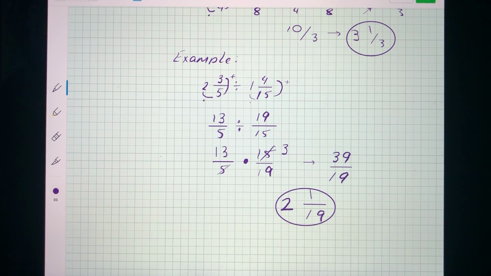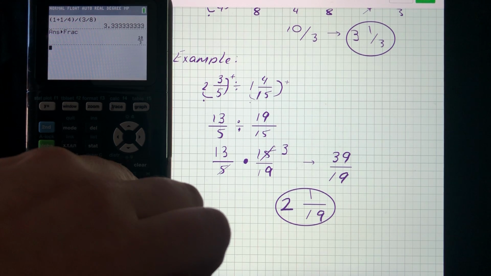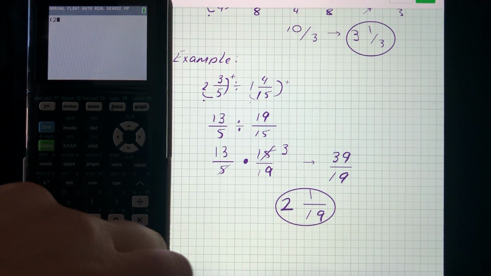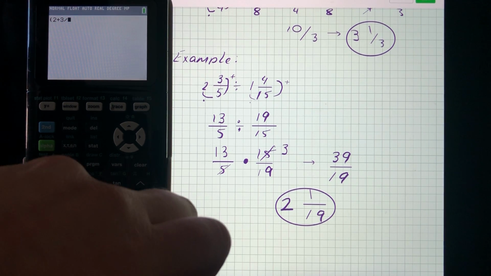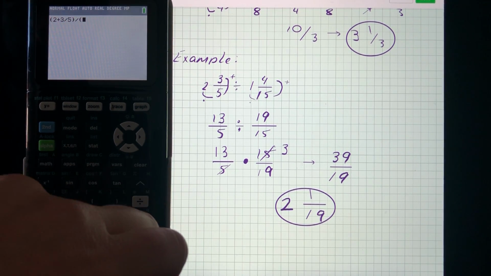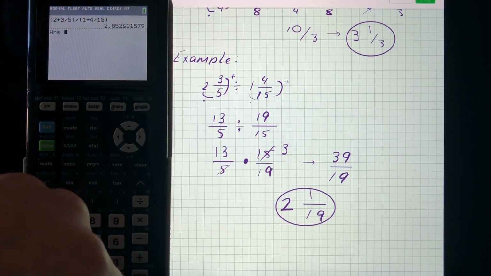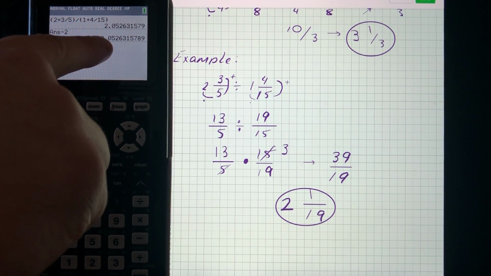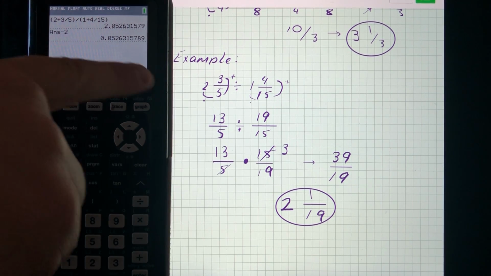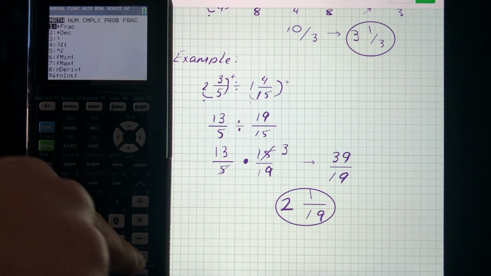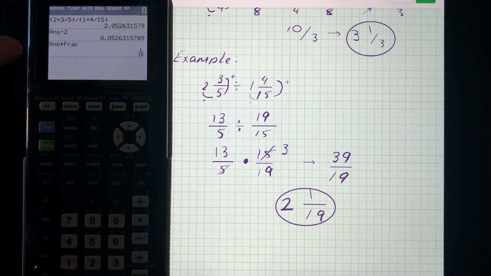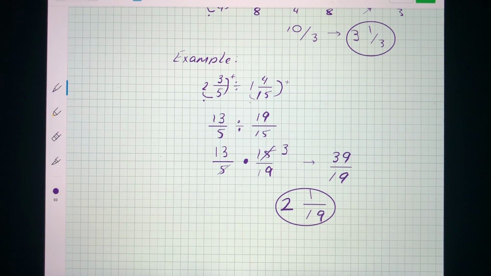Now let's check it with a calculator. So here's the calculator, clear. Let's type in the first number. It's 2 plus 3/5 divided by, and then the next number is 1 plus 4/15. And here's the answer. It's 2 point something. Now let's remove 2 from that answer and see the decimal. This decimal is supposed to be 1/19. Let's see if it is. Using math, convert from decimal to fraction, and the answer is 1/19. So we get the same exact answer, 2 and 1/19. That confirms our answer.